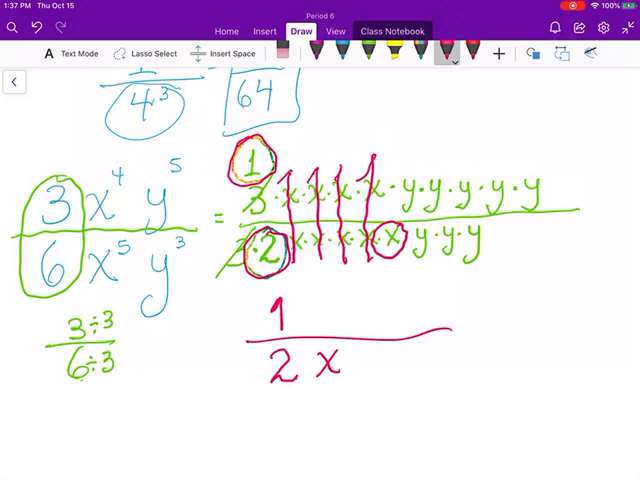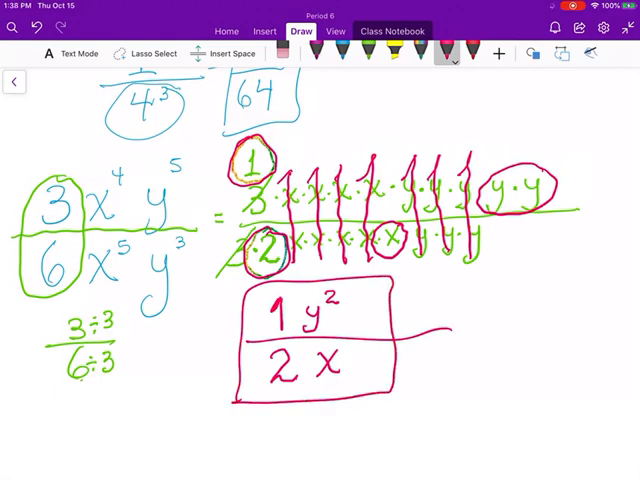Now we are going to simplify the y's. Y divided by y is 1. Y divided by y and y divided by 1. There are 2 left on the top. Y to the second power. Ta-da! And that's it.